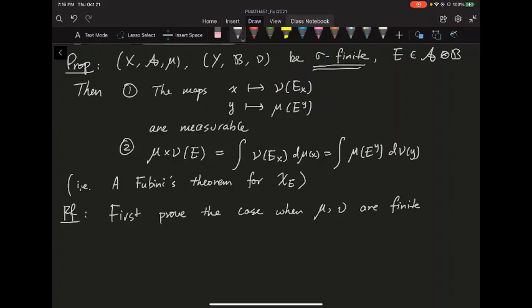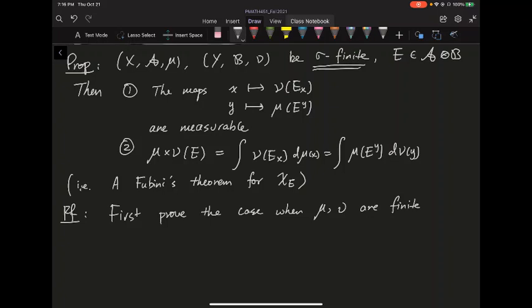And second, because they're measurable, now I can integrate with respect to X and Y respectively, and this integral is going to give me the product measure of the set E. So I call this the little Fubini theorem for the characteristic function, basically. Once we prove this for characteristic functions, we can move on to the linear span, so we get simple functions, and then we approximate all the measurable functions, and that's the full Fubini-Tonelli theorem.